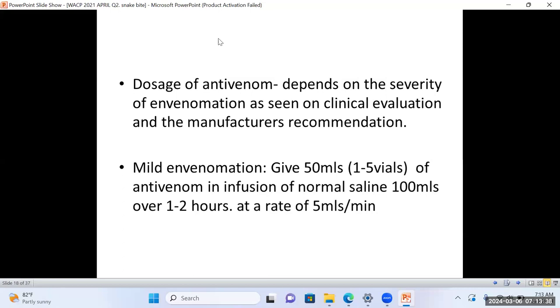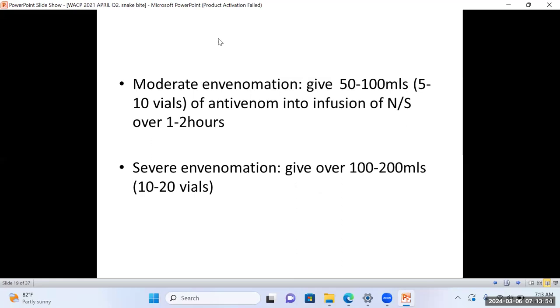What I'm saying is that in some countries you have different protocols depending on the snake. Generally, it is said that patients with mild envenomation will benefit from 1 to 5 vials of antivenom infusion in normal saline, about 100 mils over 1 to 2 hours at the rate of 5 mils per minute. For moderate envenomation, 5 to 10 vials of antivenom in normal saline over 1 to 2 hours. Severe envenomation would be 10 to 20 vials.